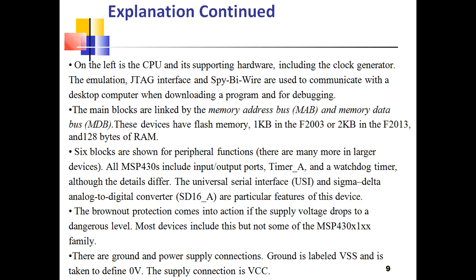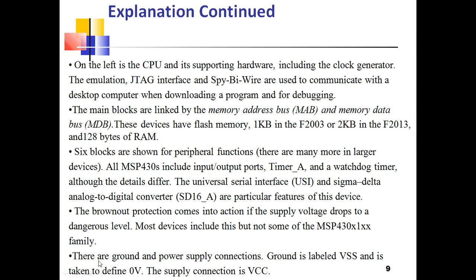And you have the 16-bit delta ADCs. I explain here, it's a vertical feature of this device. It's used to convert your analog values into digital values. So related to the flash memory, it's 1 KB in the F2013 version, 2 KB in the F2013 version, and 128 bytes of RAM.